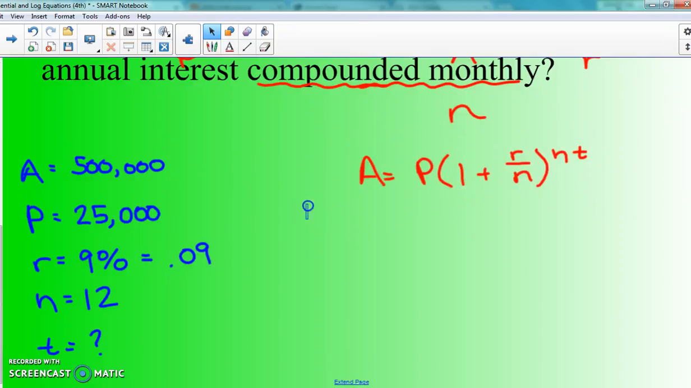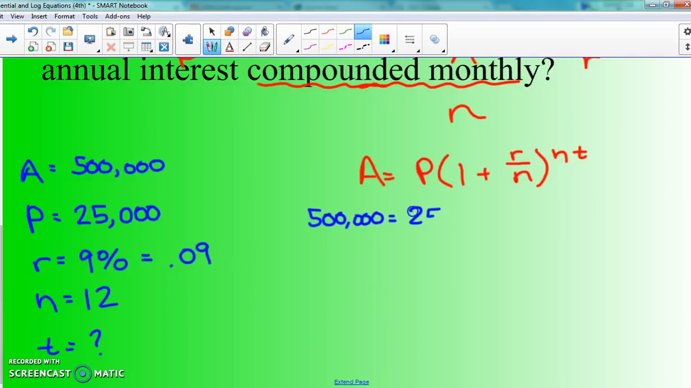So it's going to fill everything in here. I'm going to fill in the 500,000 for A, the 25,000 for P, sorry, the 0.09 for r, the 12 for n, and then 12 again for the second n, and then we leave the letter t there. All right, and so our goal, again, is to get t by itself, or get that variable by itself. So it means we have to get everything else over to the other side and get that by itself. So we got to figure out, again, what is our exponential function? So we start off with step 1, isolate the exponential function, isolate it.